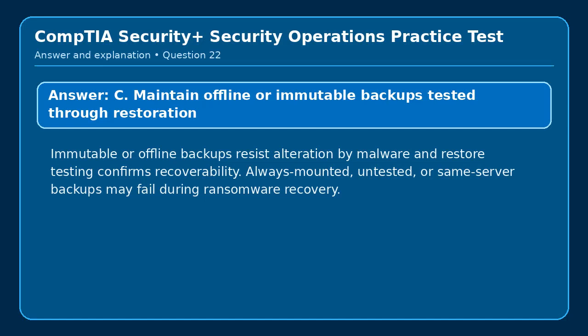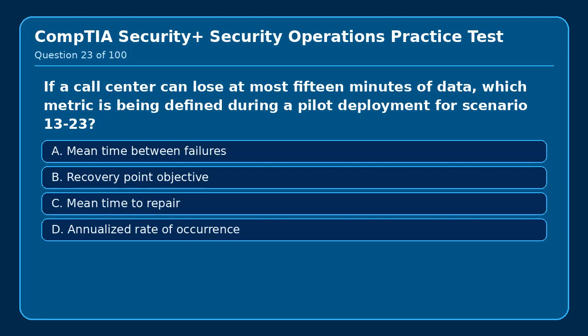The answer is B. Recovery point objective. RPO defines the maximum acceptable amount of data loss measured in time. MTBF, MTTR, and ARO describe reliability, repair time, and likelihood rather than data loss tolerance.